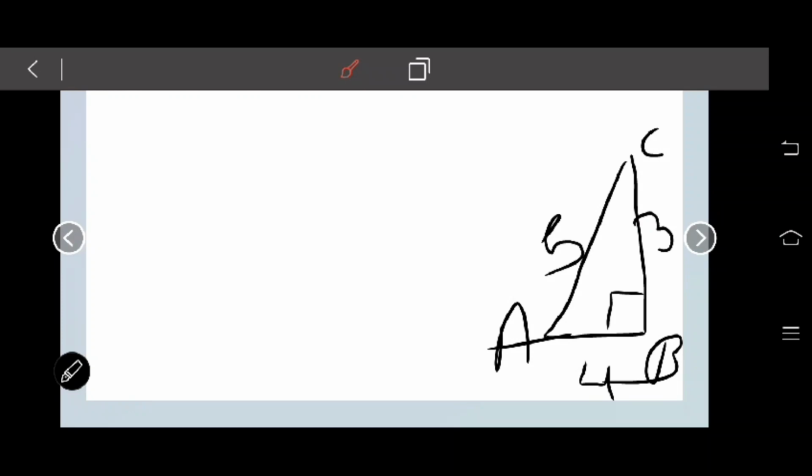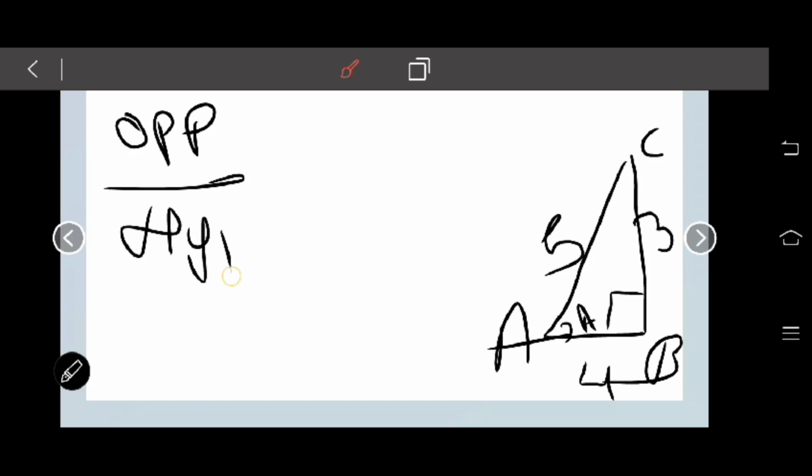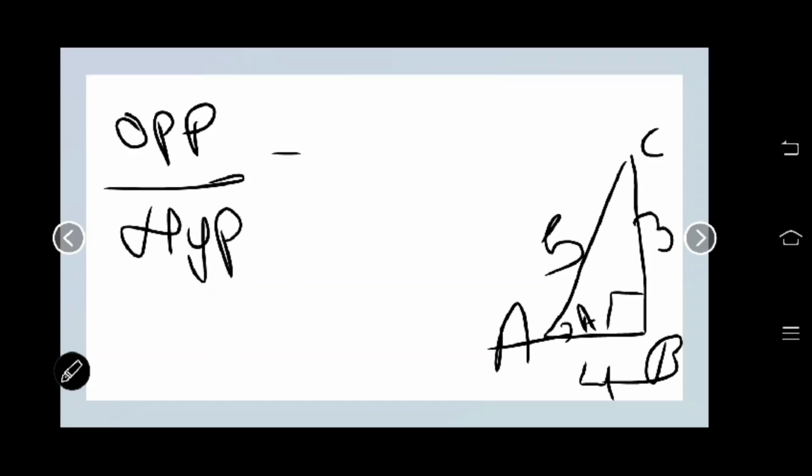Sine A. So they took A instead of theta. What is sine? Sine is opposite by hypotenuse. What is opposite to A? 3. And what is the hypotenuse? AC, which is 5. This is how you find it. Sine A means you have to take the theta near the angle A for that question itself.